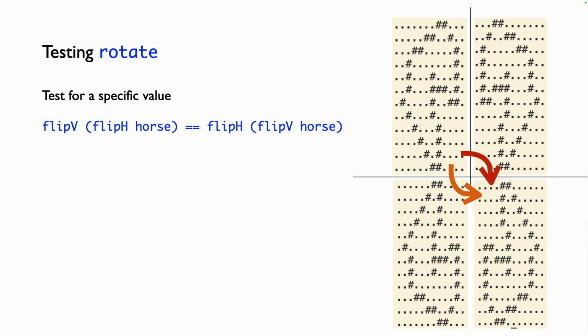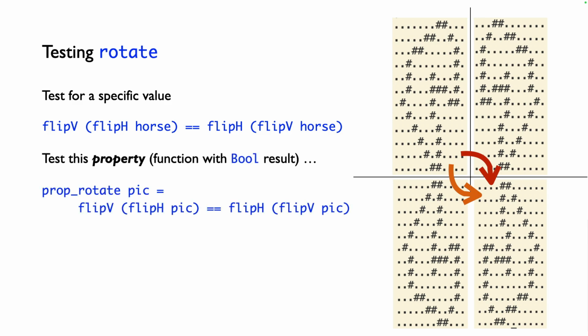So we might think of rotating a picture in two ways. We could flip it horizontally and then vertically, or we could flip it vertically and then horizontally. And I think we'd probably agree, and the picture is fairly convincing, that whichever way around you do it, you get the same result. And we can write a test like that. So I've written one that I apply the flip H, then flip V, and flip V, then flip H to the horse picture, and I check, do I get the same result? And the answer is yes, you do.